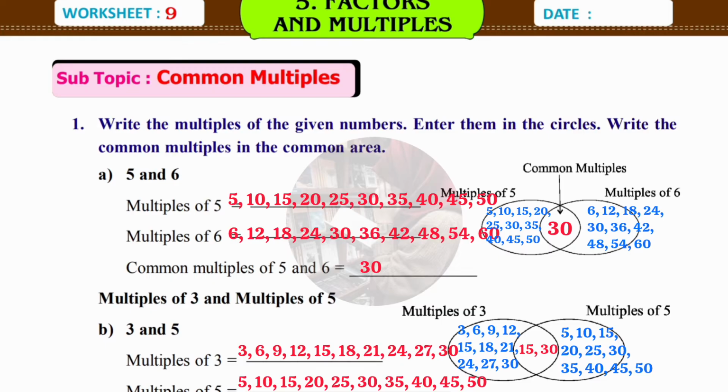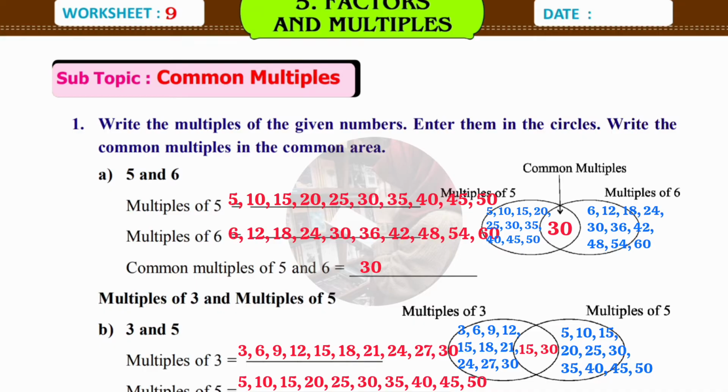So as it is, we have to write it in the Venn diagram also. The first circle is the multiples of 5. In that circle you have to write all the multiples, whatever we have discussed, the same you have to write within the circle. Okay, next circle is multiples of 6. Write down the multiples of 6 in this particular circle.